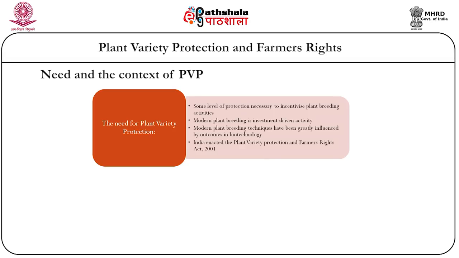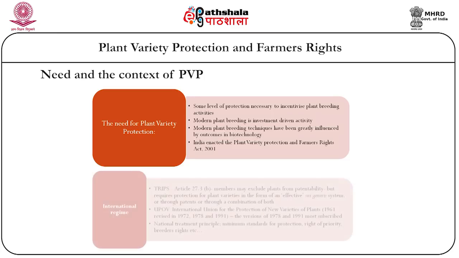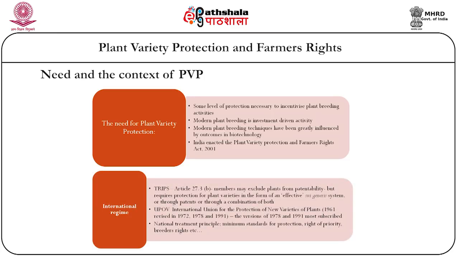India enacted the Plant Variety Protection and Farmers' Rights Act 2001 also in the context of the mandate and requirement in the TRIPS agreement. Article 27.3(b) of the TRIPS agreement says that members may exclude plants from patentability, but it requires protection for plant varieties in the form of an effective sui generis system, or through patents, or through a combination of both. Now, India has chosen to enact a sui generis legislation on plant variety protection through the Plant Variety Protection and Farmers' Rights Act 2001.